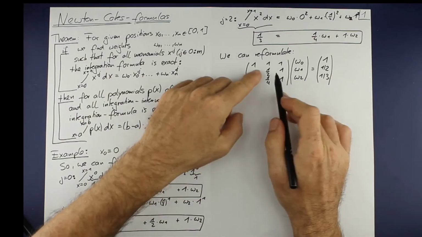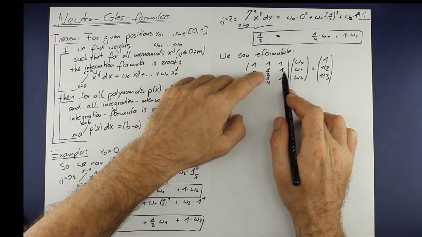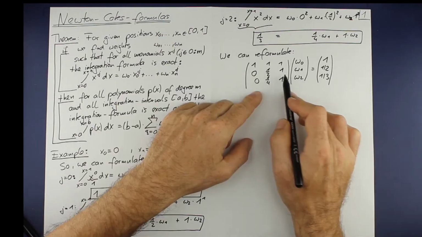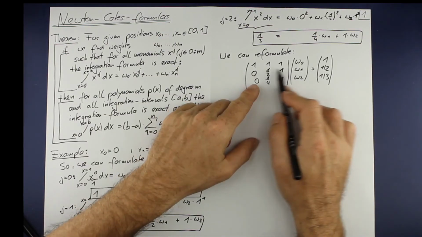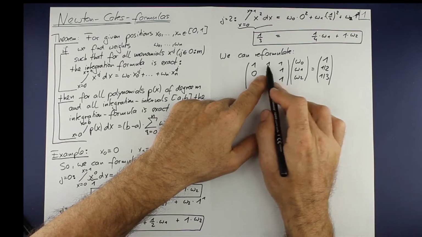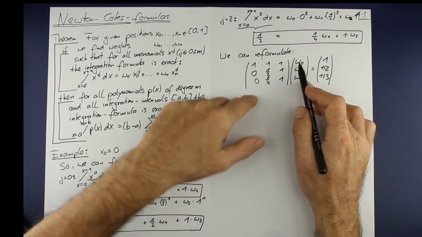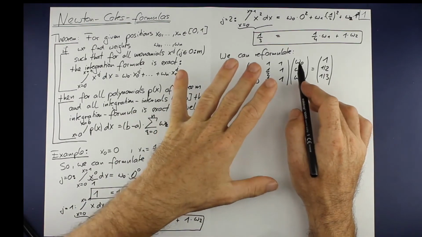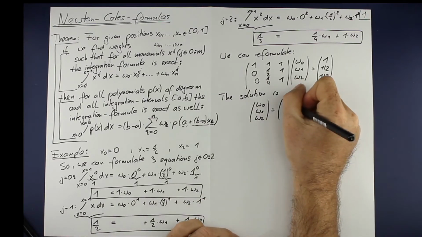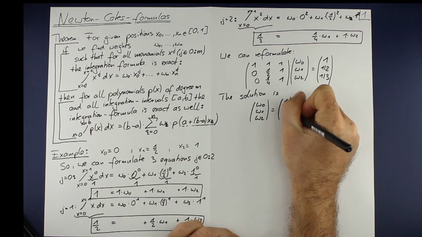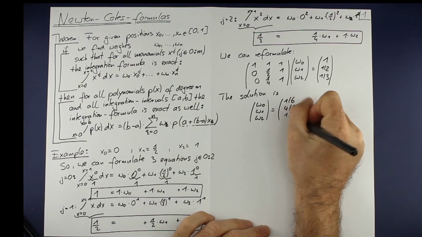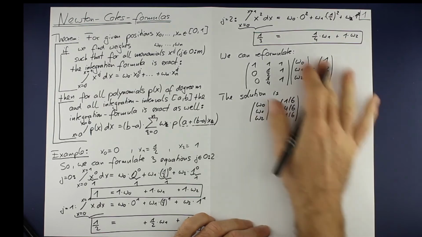For example, this line minus 2 times that line, and then you will get omega 2, and then with the help of that line you get omega 1, and if you have omega 1 and omega 2, then out of this equation you get omega 0. Do that on your own. The solution is, I did that on my own, 1 divided by 6, 4 divided by 6, which is 2 divided by 3, and 1 divided by 6. This is the solution.